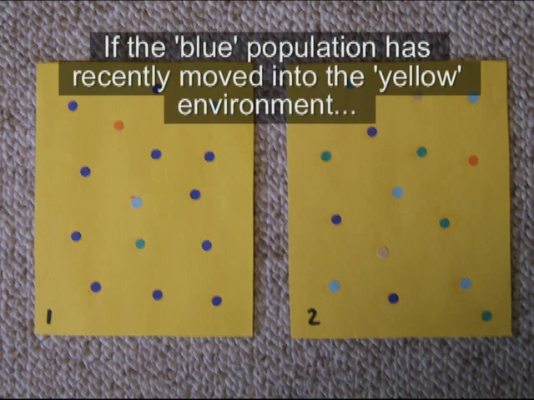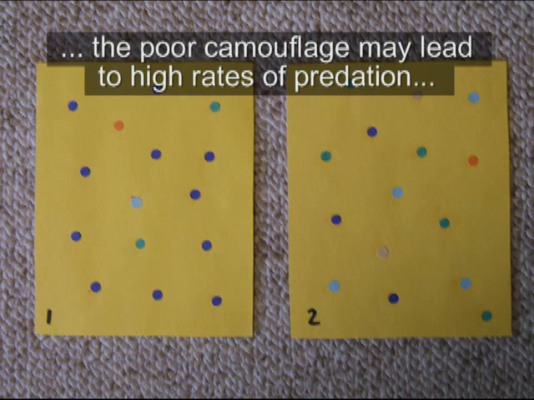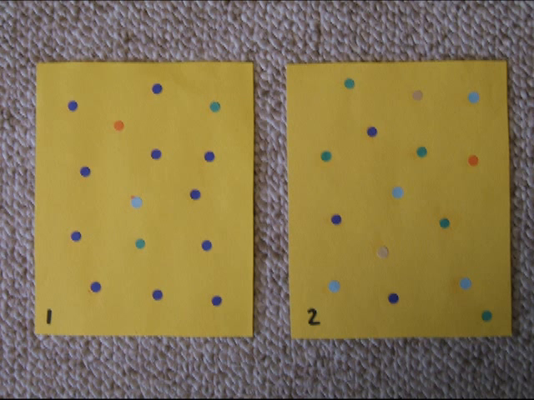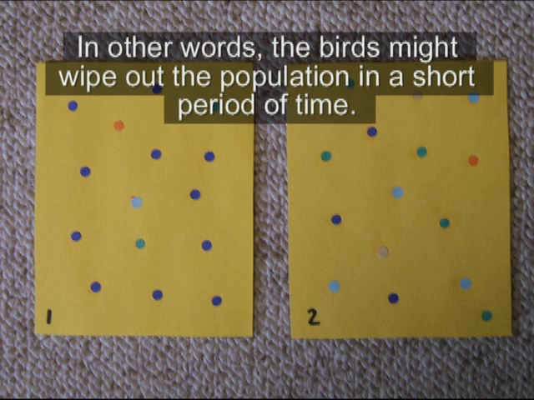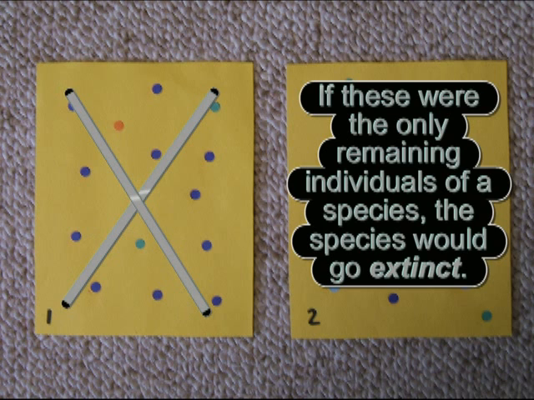If the blue population has recently moved into the yellow environment, the poor camouflage may lead to high rates of predation before useful variations can be produced by reproduction. In other words, the birds might wipe out the population in a short period of time. If these were the only remaining individuals, the species would go extinct.